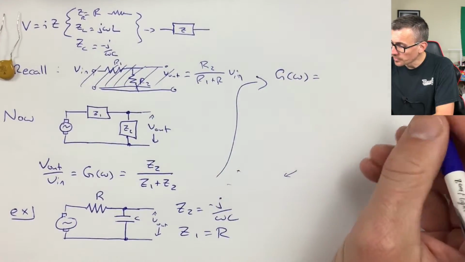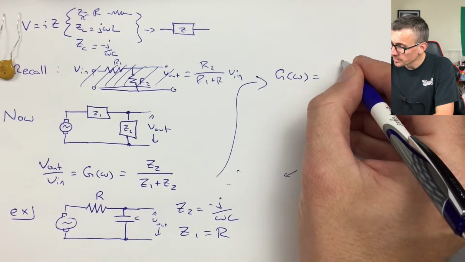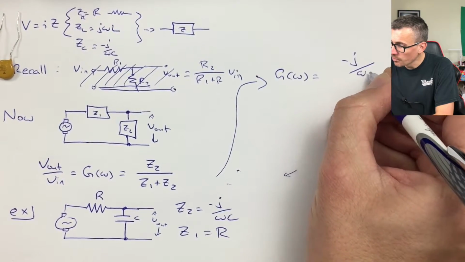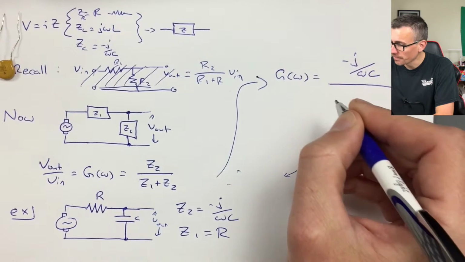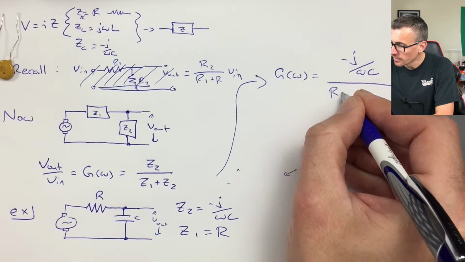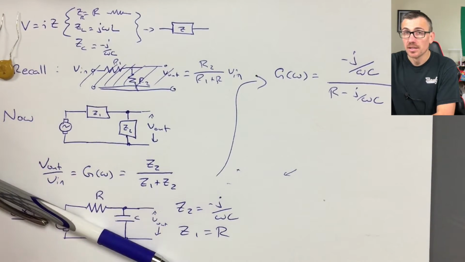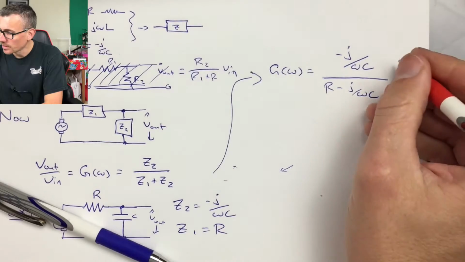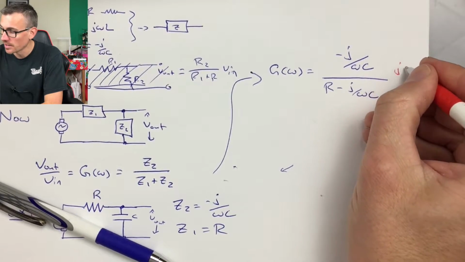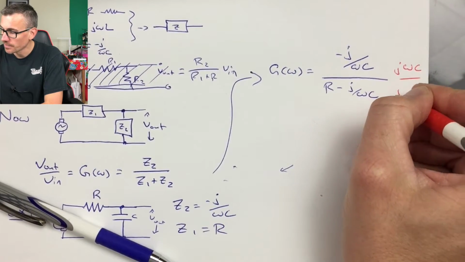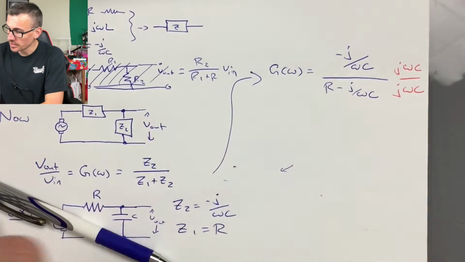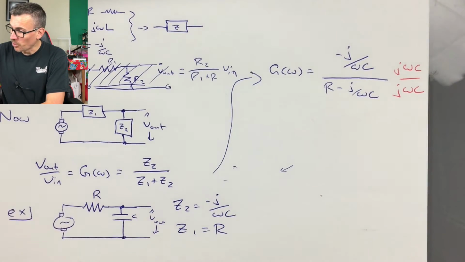Well, it's Z2 over Z1 plus Z2. So that's j over omega C divided by R minus j over omega C. Okay? And that's it. But we can simplify it to understand it a bit better. Let's multiply both top and bottom by j omega C over j omega C, multiplying it by 1.